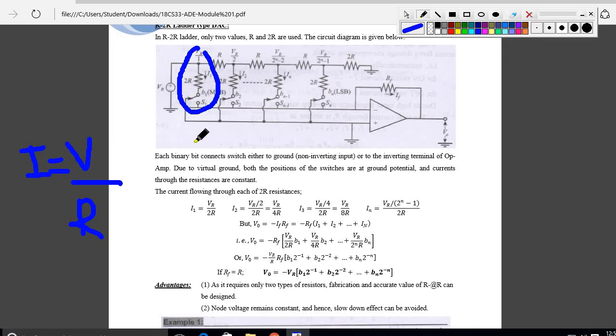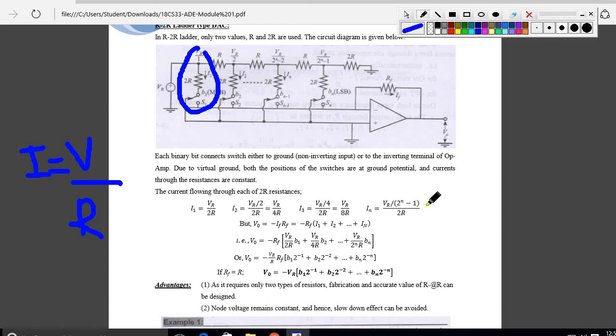So here the resistance branch is not R, it is 2R, so for that reason the current is VR divided by 2R. Consider the next branch: I2 is equal to what? At this particular point VR by 2 is my voltage, so VR by 2 divided by 2R is my resistance value. After rearranging we'll get VR divided by 4R as my I2. I3 is the same thing: at this third position it should be VR by 4, like that. At the nth position, VR divided by 2 power n minus 1, divided by 2R.